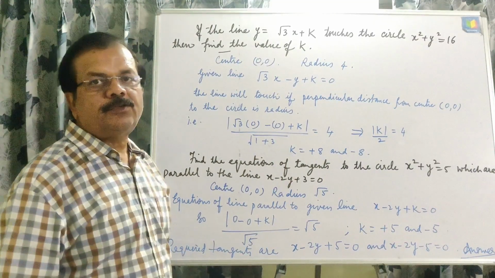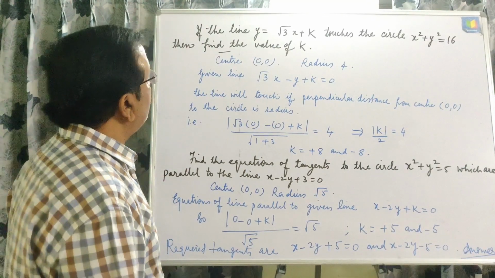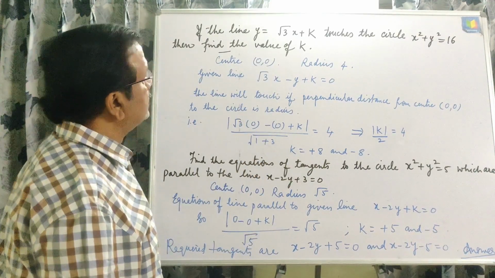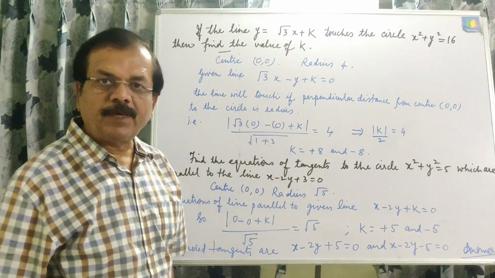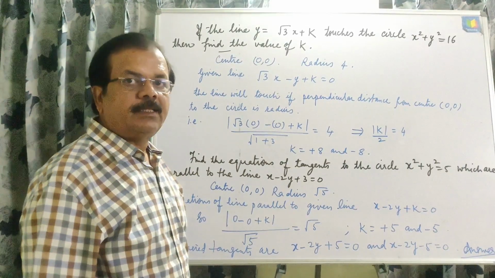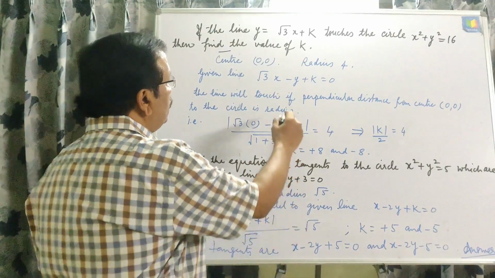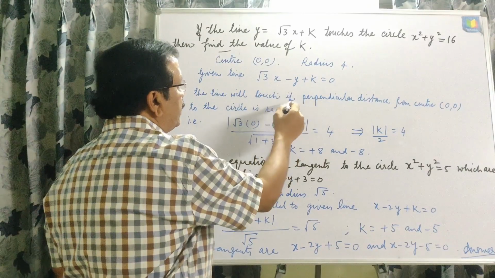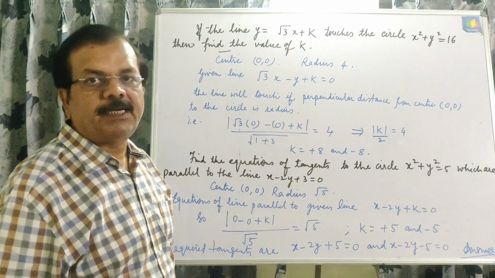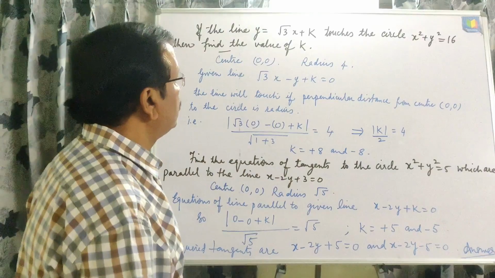These are the questions related to the tangent to the circle, and this is the last topic in circle. If line y is equal to root 3x plus k touches the circle, then find the value of k. These types of questions are frequently asked: for what value of k the given line touches the given circle. And we know that if a line touches the circle, then if we draw a perpendicular from the center of the circle to the line, that will be equal to the radius of the circle.